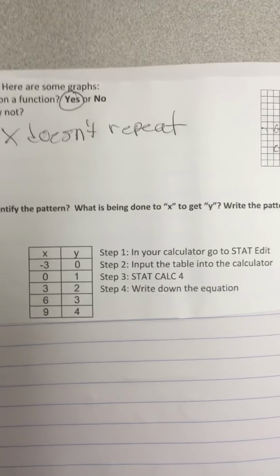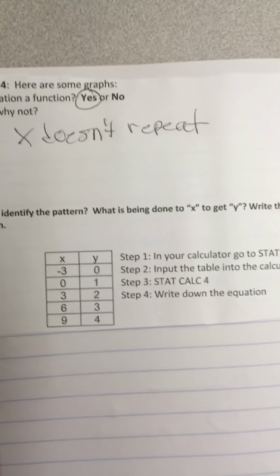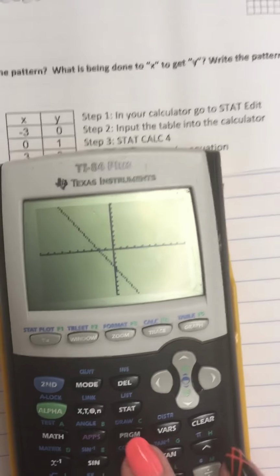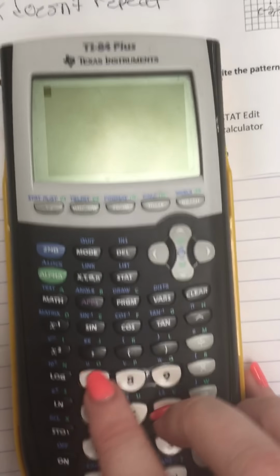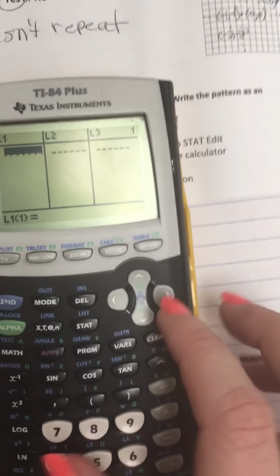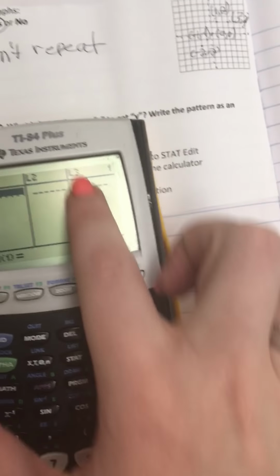All right, the other thing we need to talk about with functions and relations is how to identify patterns. If they give you a table and they ask you basically what is happening to x to get to y, or what's the pattern, we want to write it as an equation. So we're going to go into our calculators and go into stat edit. Stat is right here, and then we want to go into edit and make sure everything is cleared out.